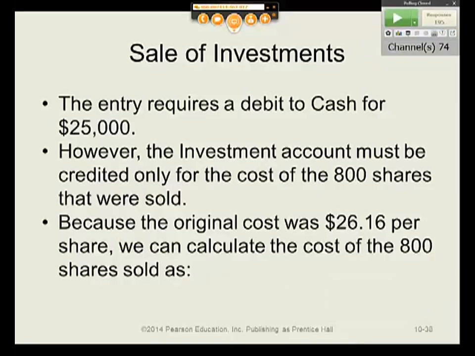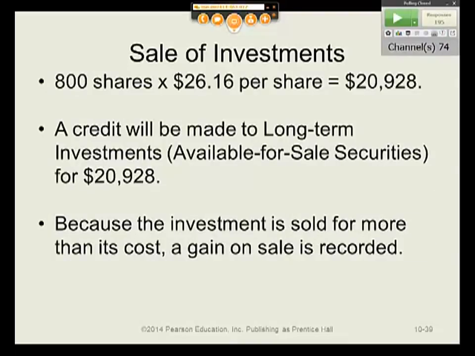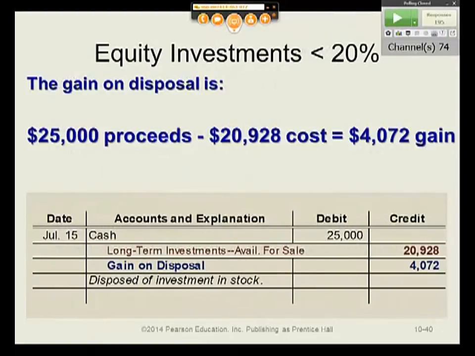So you're going to debit cash and credit, obviously, the investment account. As I said, the investment account would be credited for 800 shares times 26.16, or $20,928. The credit goes to the investment account and the gain is recorded. The gain on disposal is again part of other revenue and other expenses. So I'm going to bring that up for you. That would be the entry, the cash proceeds, and that is a realized gain on the sale. The realized gain goes on the income statement as other revenue and other expenses.